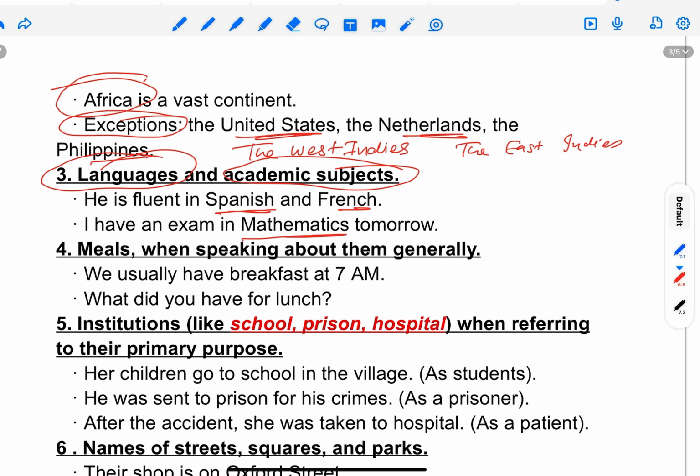Before the names of meals, when we are speaking about them generally, we don't use articles. "We usually have breakfast at 7 a.m." We cannot say "we have the breakfast." "What did you have for lunch?" We cannot say "the lunch." So we generally don't use articles before the names of meals, but exceptions may be there. "The breakfast we had yesterday": if we are talking about specific meals, in such a situation we will use the article. "The lunch we had on my friend's birthday was very special." For a specific meal, we will use the article "the"; otherwise we don't use any article.